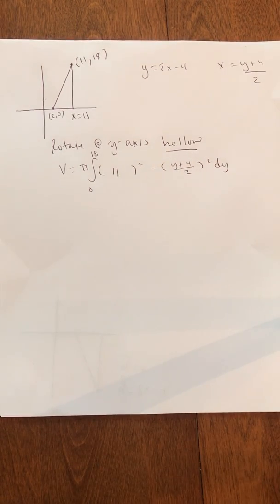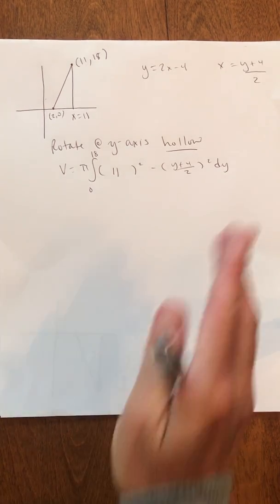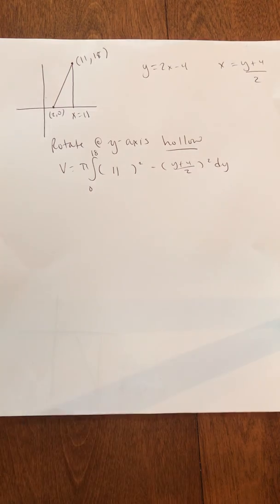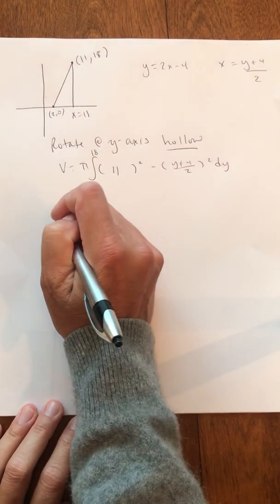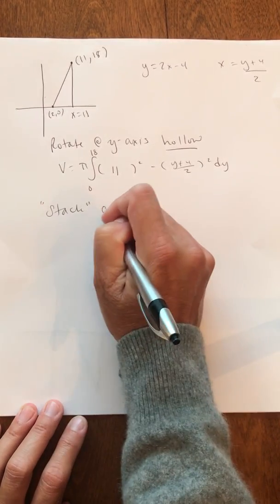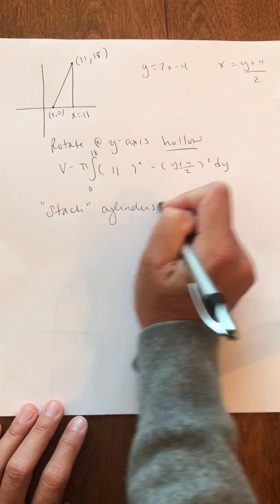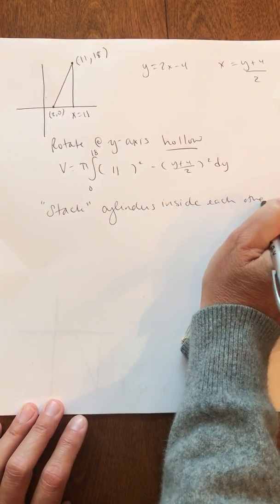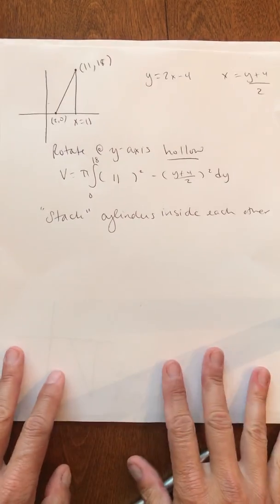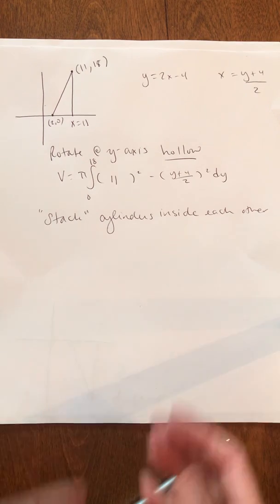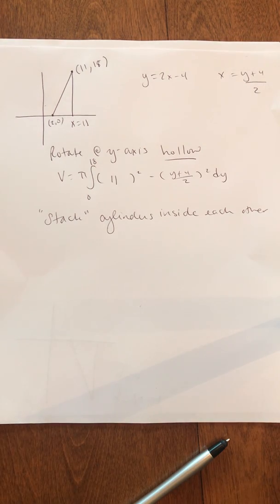So the method of cylindrical shells is really useful when you're rotating anything around an x equals line, where you would have to stack in the y direction, because you don't actually have to switch your variables. So the idea here is we're going to stack cylinders inside of each other. I always say that it's like a set of measuring cups at home: you have the inner one, then the next one, the next one, and they sort of make a solid. But each one is a cylinder.